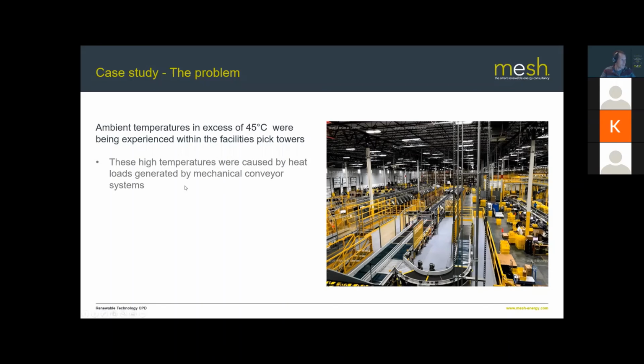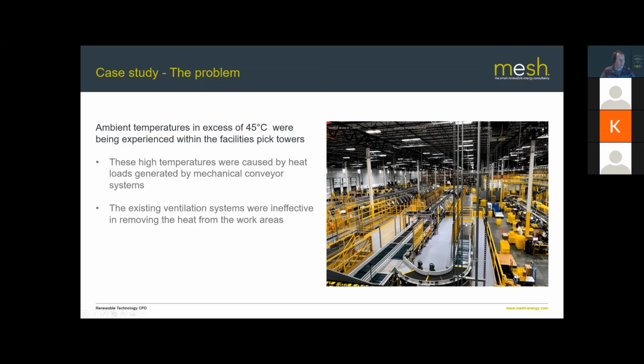So where was this heat coming from? Well, a lot of it was coming from internal gains. There's a lot of machinery in these distribution centres, and they give out waste heat, and that waste heat was rising up and collecting at the top of the building, and then not coming out. What we found was the existing ventilation systems were simply inadequate to cope with that.